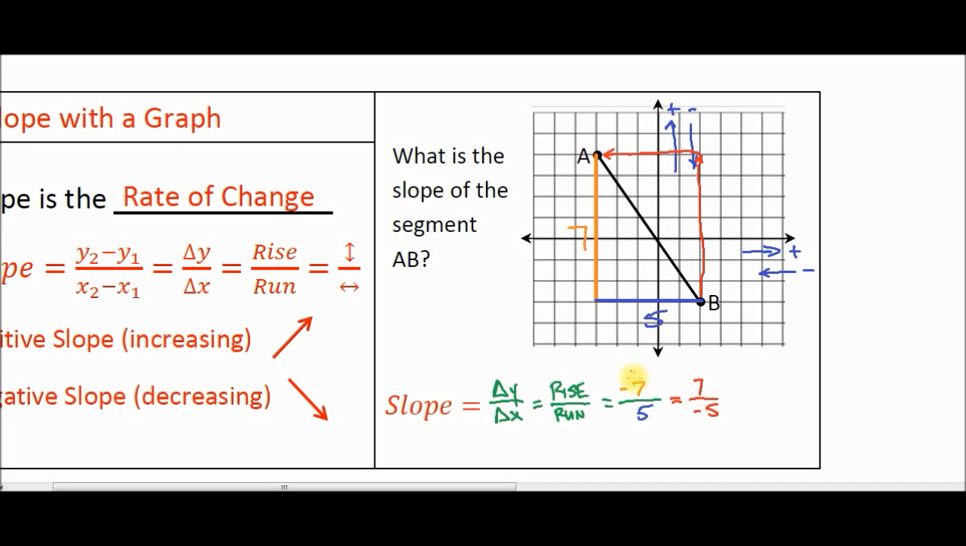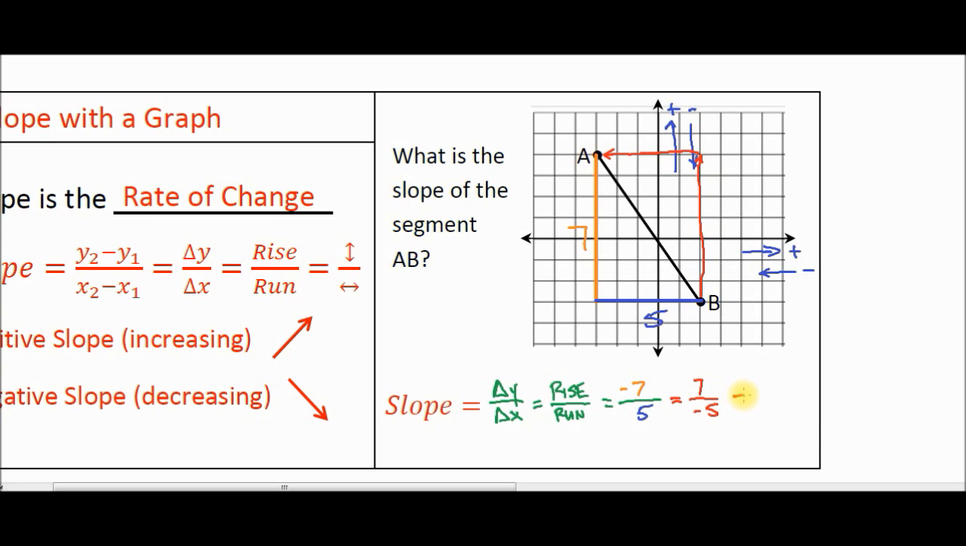Now look at the difference between these two. One student may have gotten negative 7 over 5, and one student may have gotten positive 7 over negative 5. The cool part is, that's the exact same answer. If you plug this into your calculator, negative 7 divided by 5, and your partner plugs in 7 divided by negative 5, it's the exact same answer. So it doesn't matter whether you went down and across this way or up and across this way. You get the same answer.